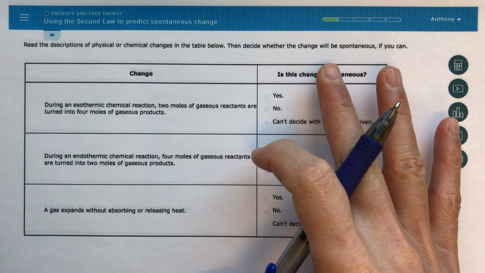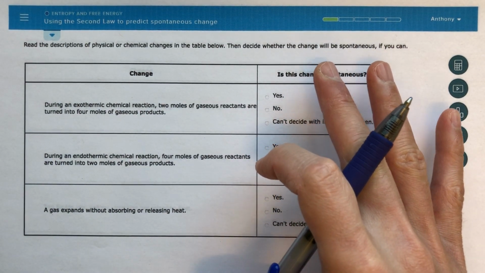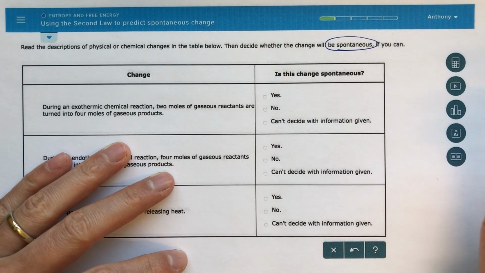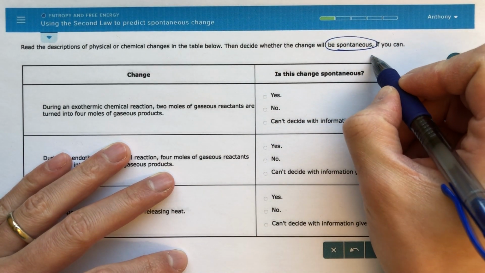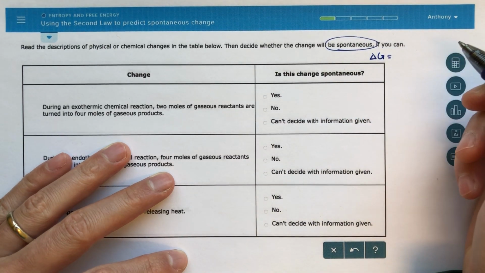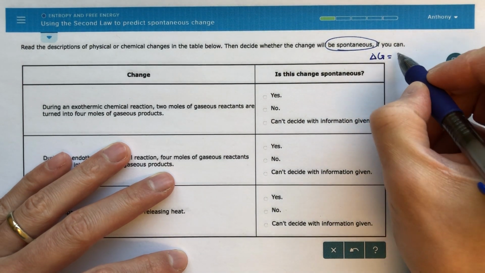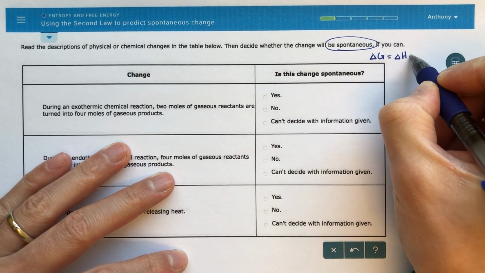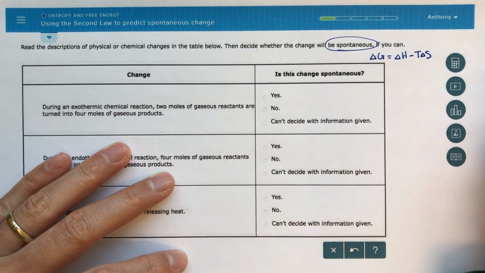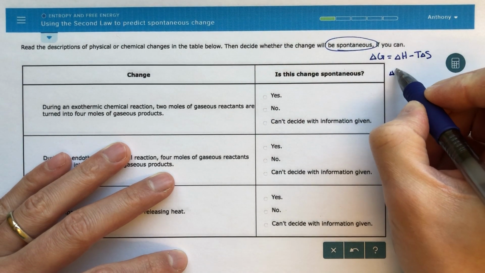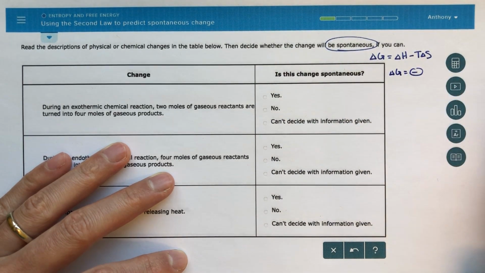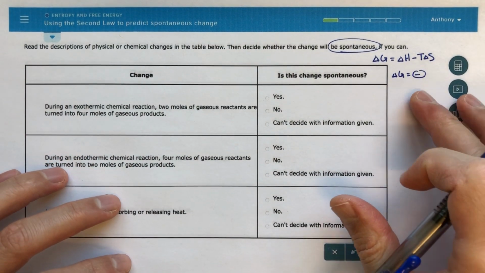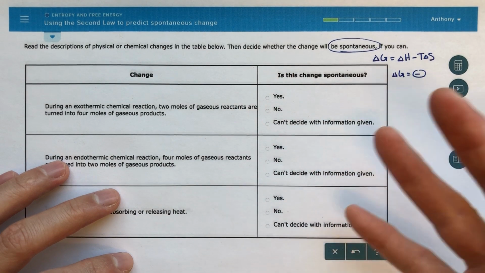The first thing that we need to do is understand what this question is really asking. This key word here, spontaneous, is really the key word. If it's asking whether the reaction is going to be spontaneous, we need to be thinking about the equation delta G equals delta H minus T delta S. In this Gibbs free energy equation, when delta G is negative, that means the reaction is going to be spontaneous. And that's really what we're going to be looking for in this topic.